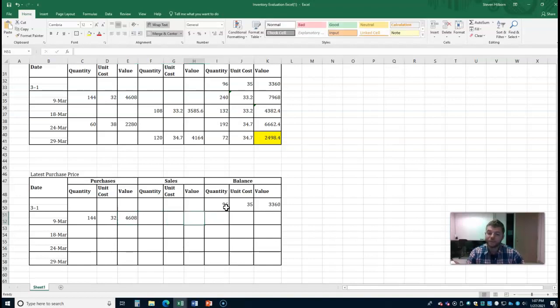Now here, this is where it changes a little. Because it's latest purchase price, I am assuming that everything is worth $32 because that is the last purchase price of those units. So I have 240 units multiplied by $32, $7,680.